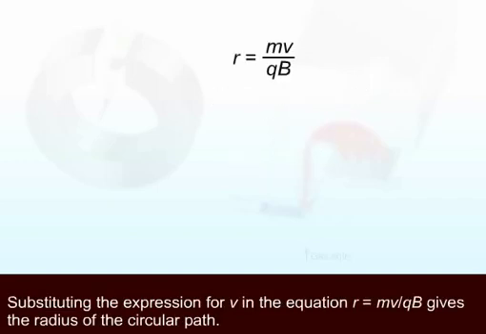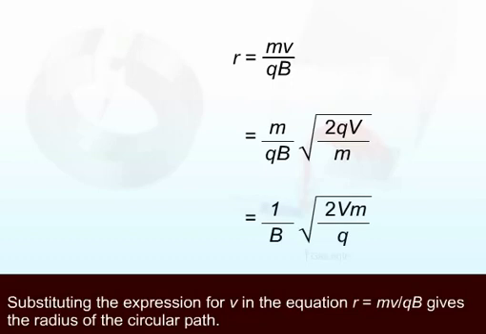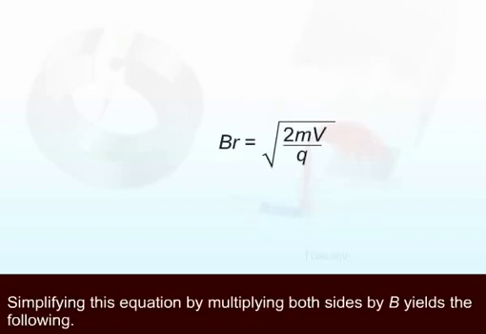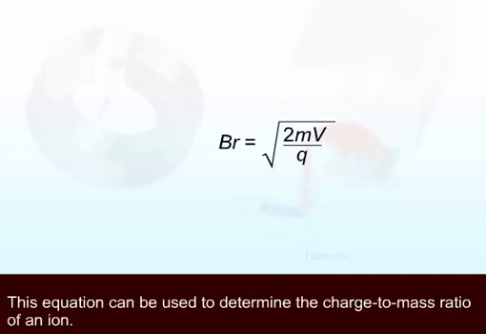Substituting the expression for V in the equation r equals mv divided by qB gives the radius of the circular path. Simplifying this equation by multiplying both sides by B yields the following. This equation can be used to determine the charge-to-mass ratio of an ion.